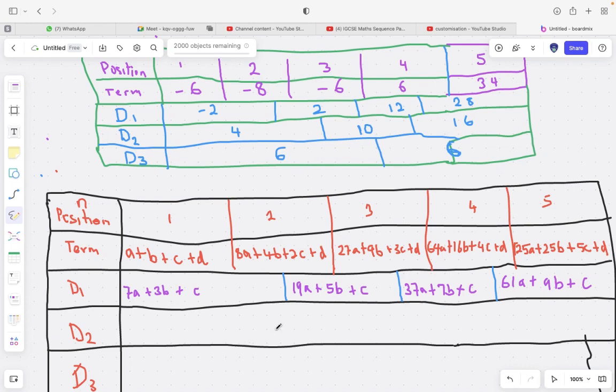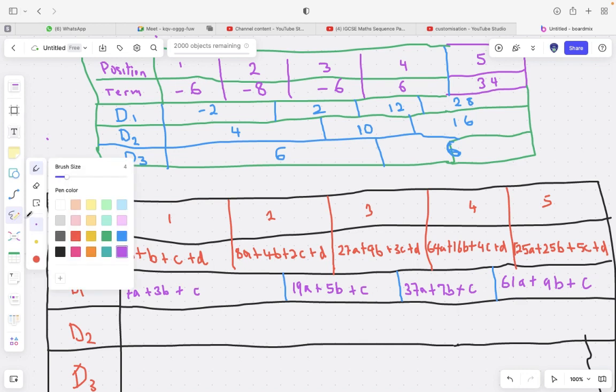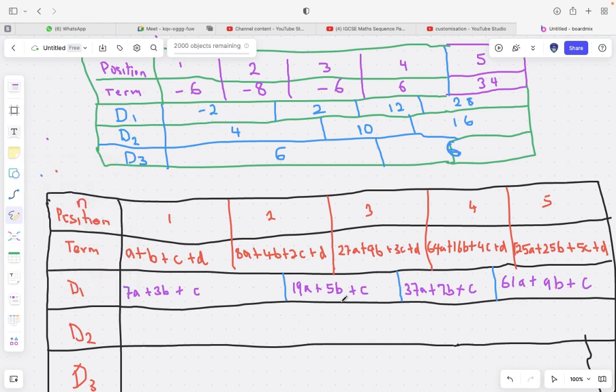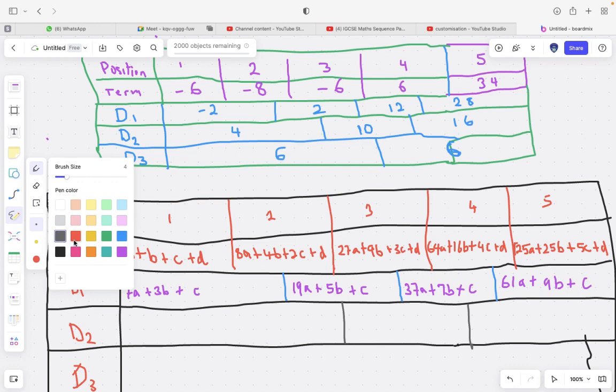Now we're going to move to the second level difference. In doing that, we're going to compare this one minus this, and then this one minus this one. Now let's take a look. Let's do it quickly and fill it up.